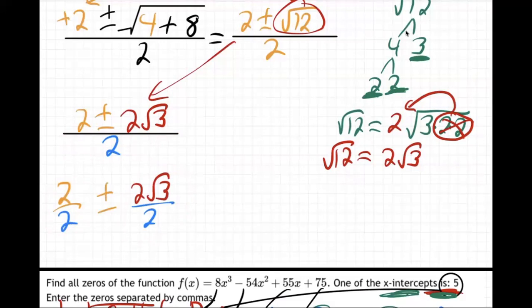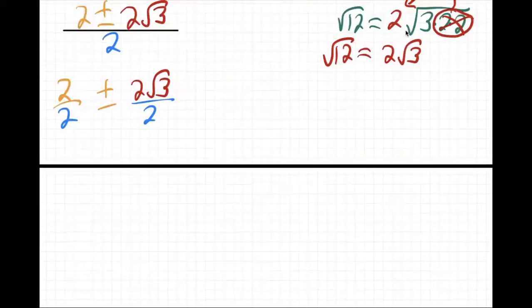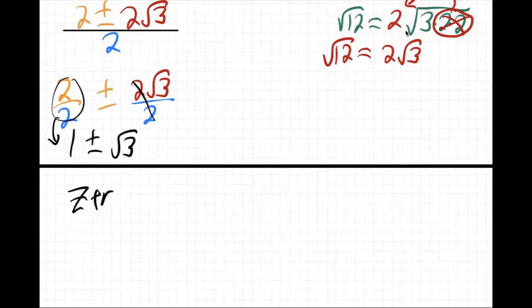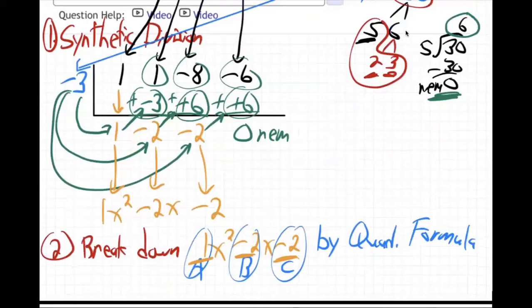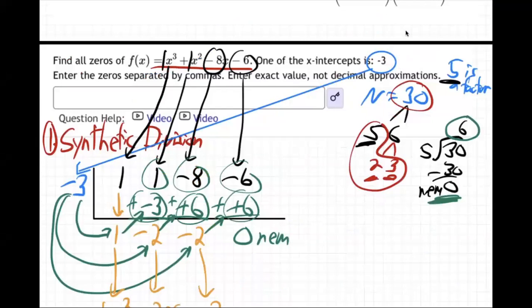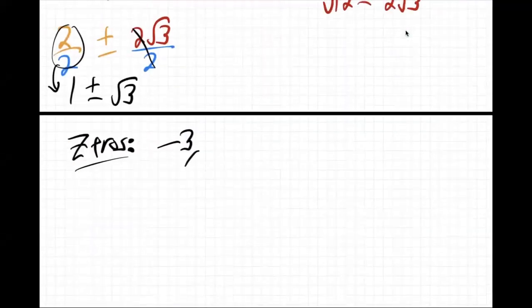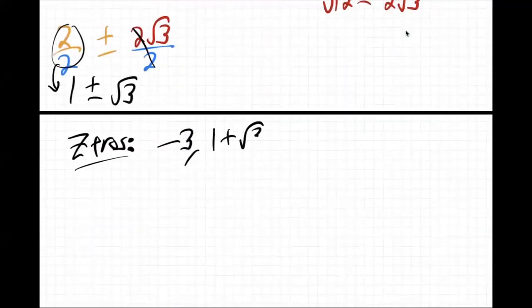And so then what does that mean? This is 2 divided by 2. That's just 1. And these cancel. Plus or minus root 3, isn't it? 1 plus or minus root 3. So what are our zeros then? Well, we've got the original 0 they gave us, negative 3, right? That was right in the beginning of the question. And then we found the other two, which are 1 plus root 3 and 1 minus root 3. That's what these two answers are.